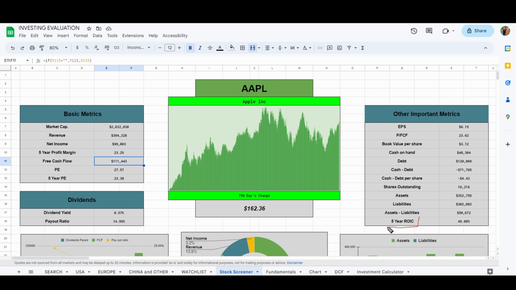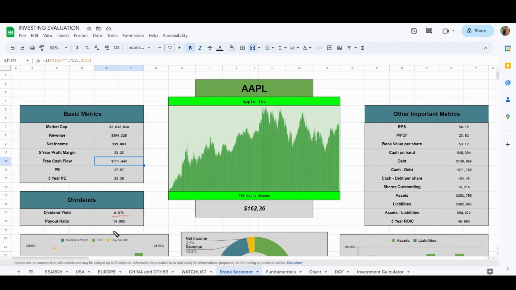Now this is a very important metric. It is the 5-year return on invested capital. In Apple's case, this is quite literally insane, because for every dollar that Apple invests, they get 49 cents back in 1 year, which means that they don't have to invest a lot of money to grow their profit, and they can do other stuff like buy back shares and pay dividends.